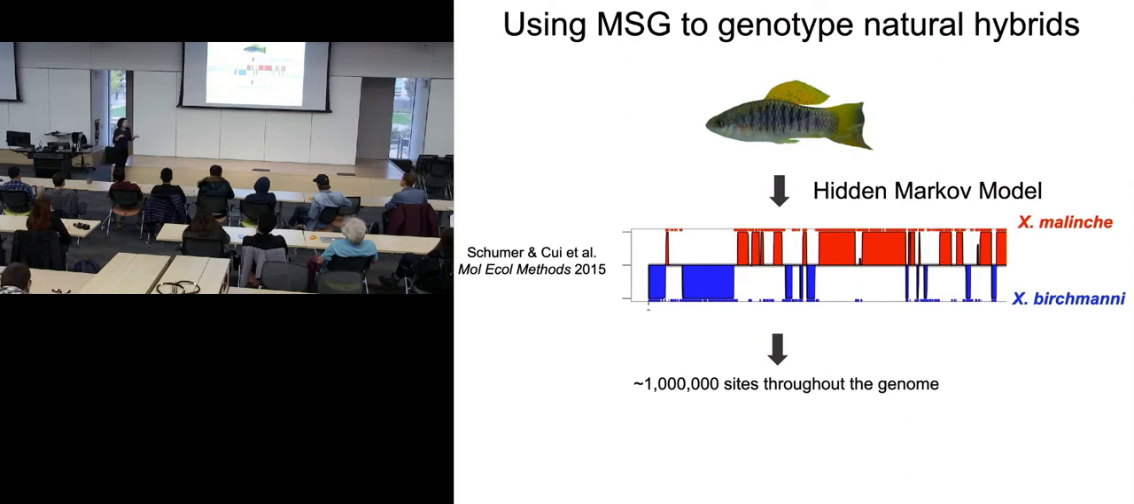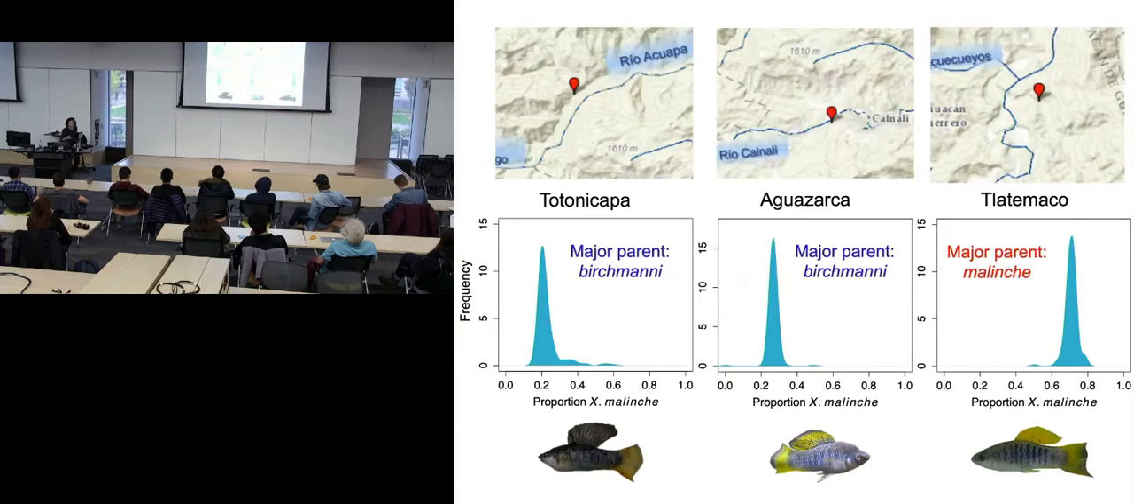So this is really useful for some general things, and then I'll dive into some of the specific things we use it for. So it can allow us to understand the structure of our different hybrid populations. So for example, these plots are showing the genome-wide distribution of ancestry in each of our three hybrid populations. And you can see that some of our populations derive the majority of their genome from the Birchmanii parent, while others derive the majority of their genome from the Malinche parent.